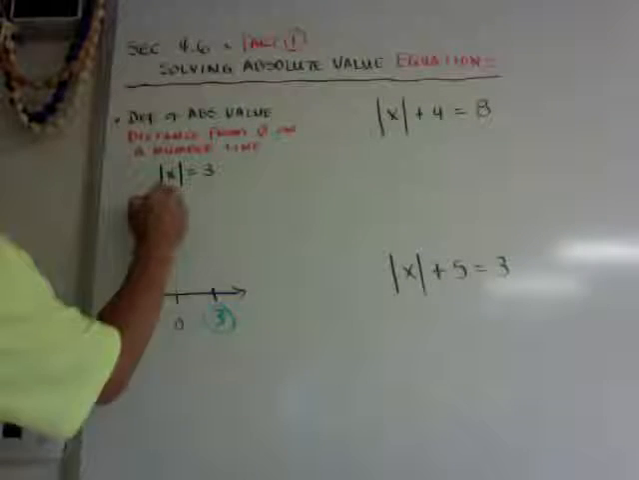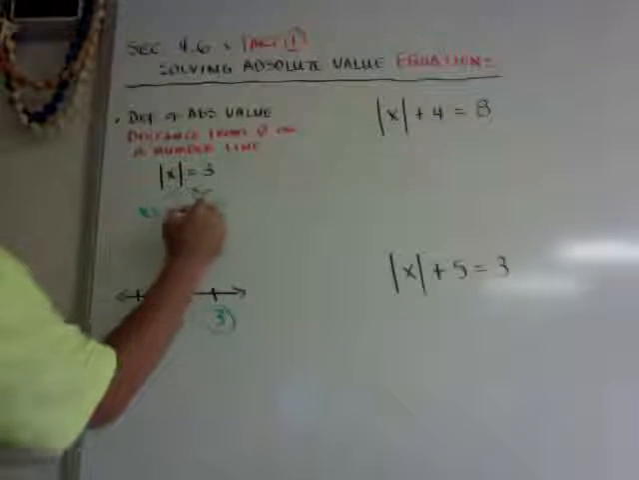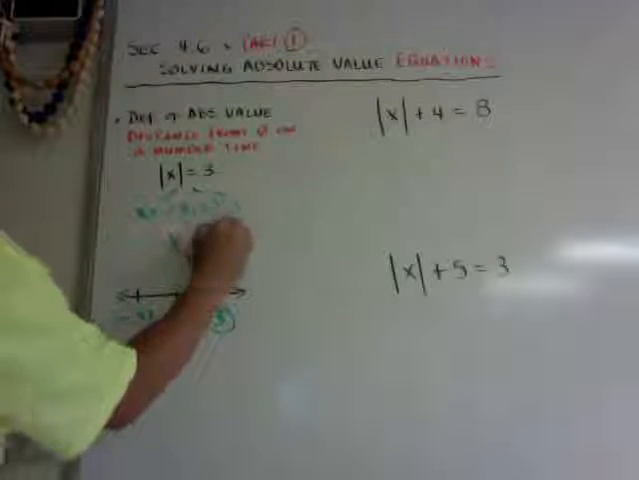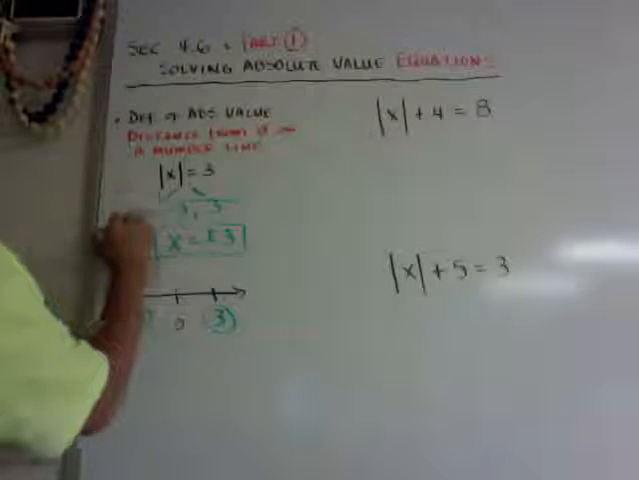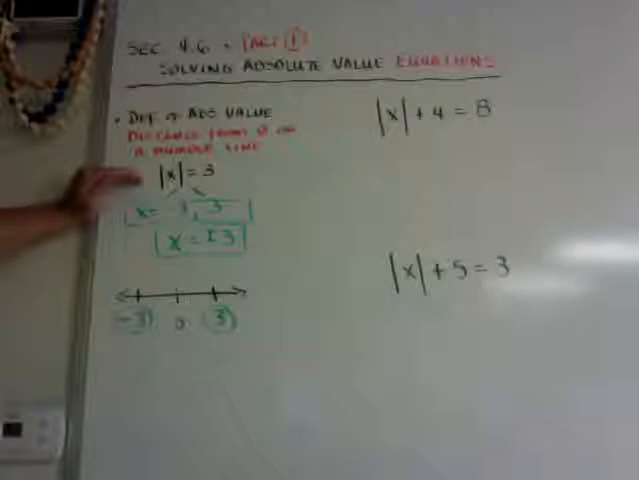So I could write it two ways. I could write x is equal to negative 3 and 3, or I could just write x is equal to plus or minus 3. Okay. Either way works. But whenever you have absolute value, you're going to have two answers when you have a variable inside of the absolute value. Okay. That's an easy one because they gave you the isolated absolute value.